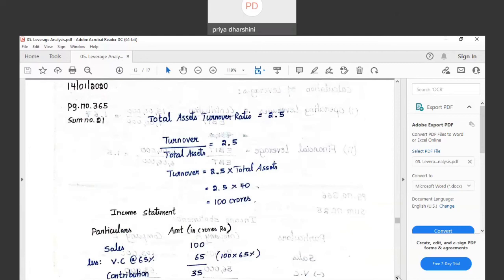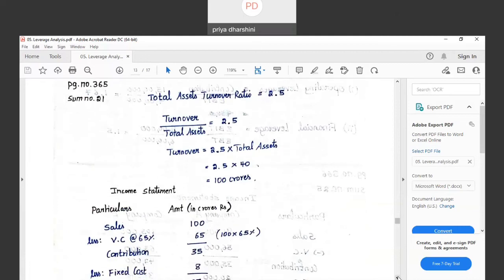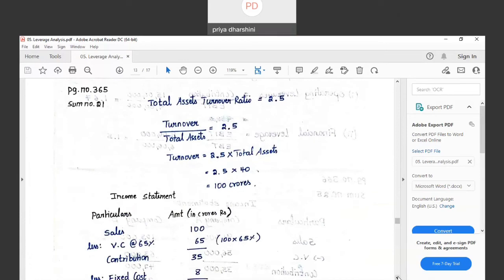Right. So, what is told in this sum? They have told Limited had the following balance sheet as on 31st March 2016. So, they have given you the liabilities and equity and the asset side. They've given you the balance sheet. 40 crores is the total of assets and liabilities.